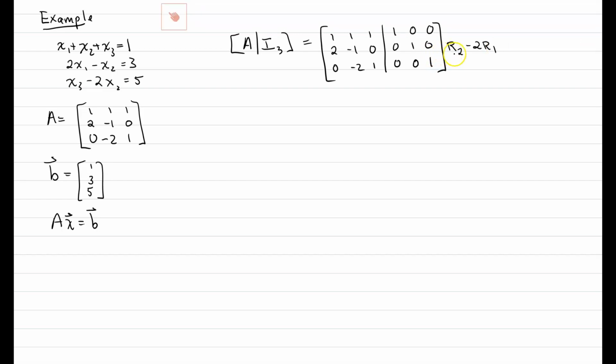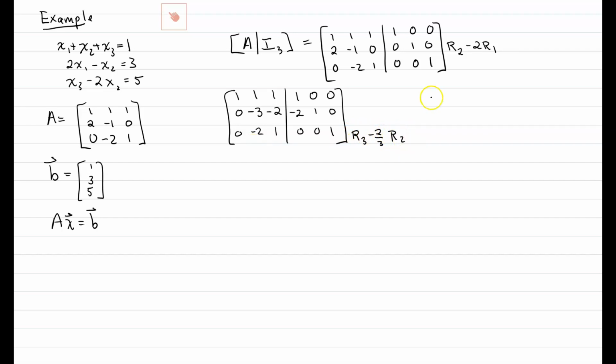So we'll start by subtracting two row 1s from row 2 so that we can clear out that 2. And now we're going to move on to the next pivot. We'll start trying to clear out this entry below the -3. So we'll have row 3 minus 2/3 row 2. And once we've executed that, we'll have this.